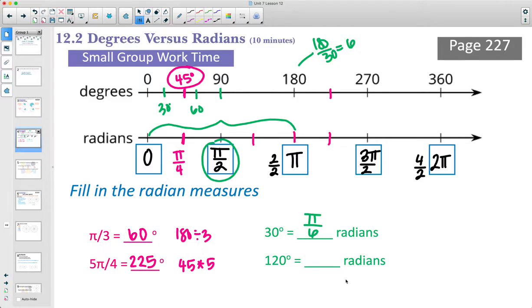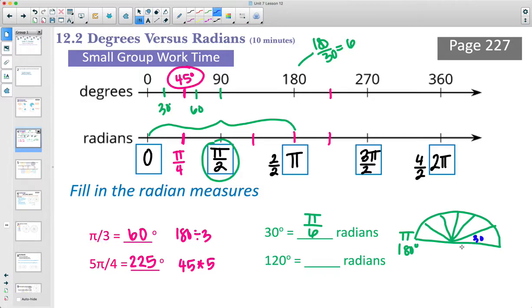And then 120, multiple ways you could think of this. Now that you know that 30 is pi over 6, and let me just also write this circle here. Okay, so we know that 30 is pi over 6, so it's splitting this pi into 6 slices. So we know that's pi, or 180 degrees. So here's our 30 degree chunk.